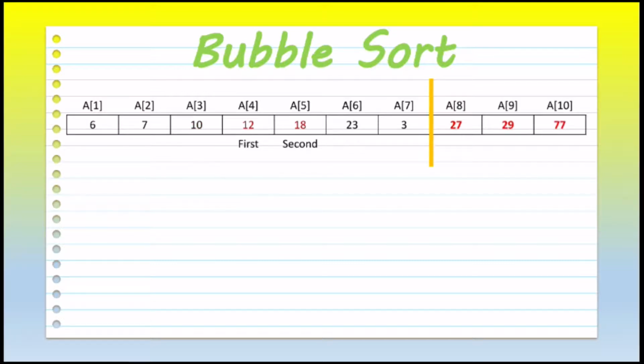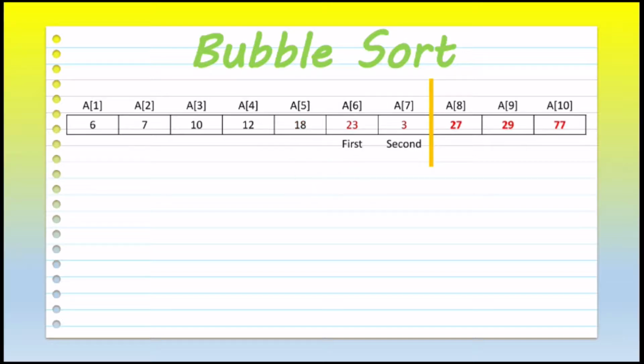So 12 is greater than 18? No. Again the condition is false. So the next two elements are 18 and 23. So again 18 is not greater than 23. So the next two elements are 23 and 3.